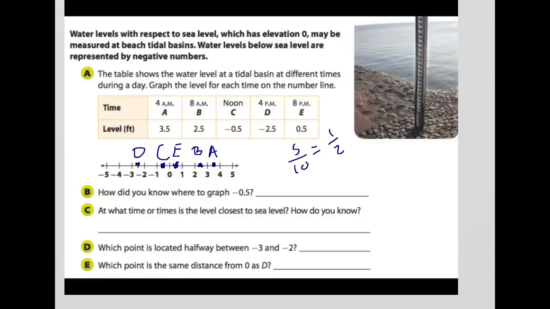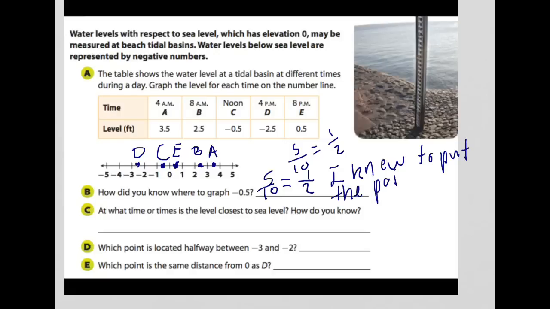How do you know where to graph negative 0.5, or negative 5/10? So I know that 5/10, like I set up here, is equal to 1/2. And then negative, I knew I needed to put the point between 0 and negative 1. And it was right in the middle. It's half the way between.